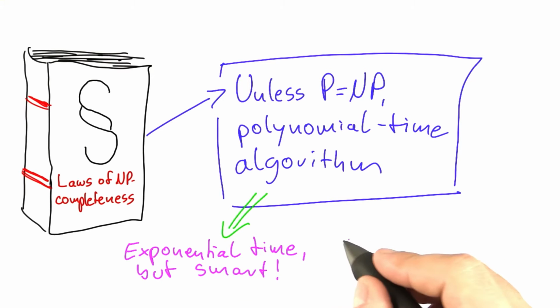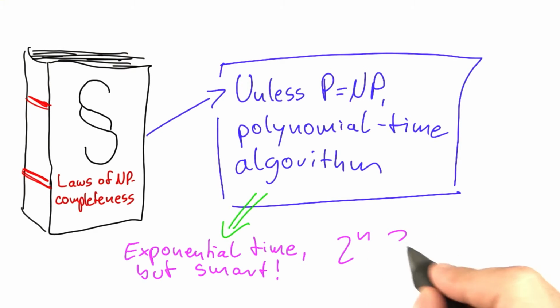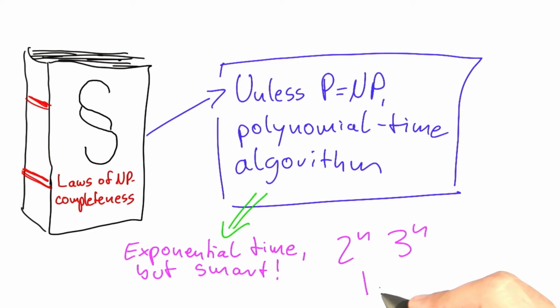So we're going to avoid things like 2 to the power of n or 3 to the power of n, but rather we're going to have algorithms that, for example, have something like 1.3 to the power of n, which is already much better and works for many practical cases.